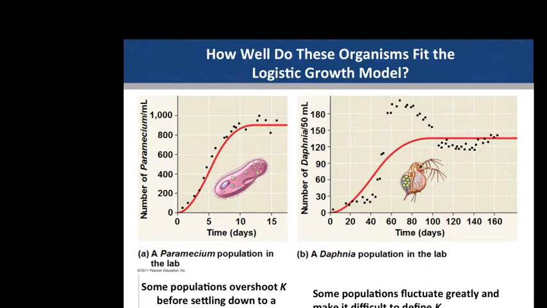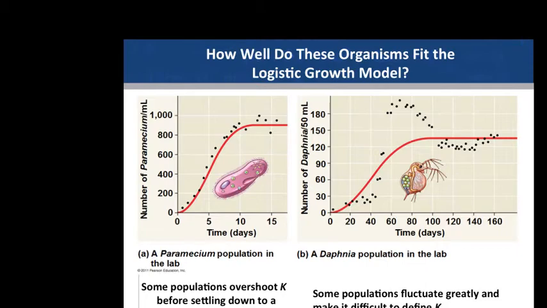And so here we have a graph of Paramecium as well as a graph of Daphnia. And I would like you to predict on the first one, what is the carrying capacity of the population in this lab? And also, how long does it take the Paramecium to reach K? Whereas when you're looking at the Daphnia, what is their carrying capacity, and how long does it take them to reach K?